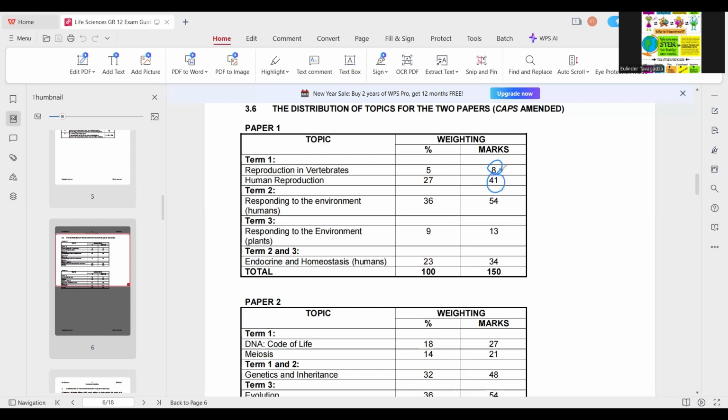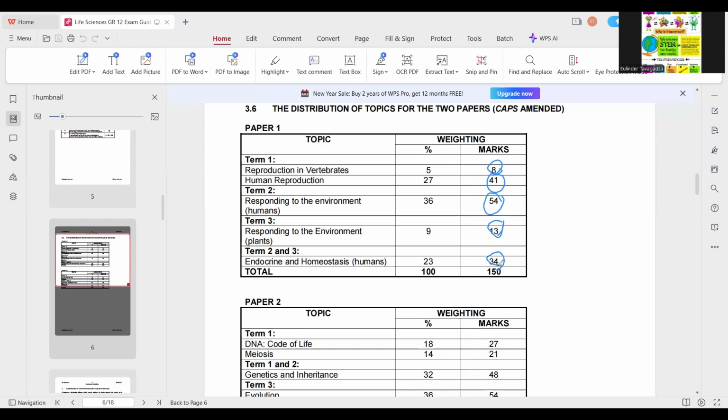Then we move on to responding to the environment. This topic we will do in term 2. Responding to the environment, basically we'll be focusing on humans, and it is 54 marks. Then we move on to responding to the environment, that is focusing on plants. That is 13 marks and has a weighting of 9%. Then we move on to the last part, which is endocrine and homeostasis. That's humans. That's a total of 34 marks to give us 150 marks.